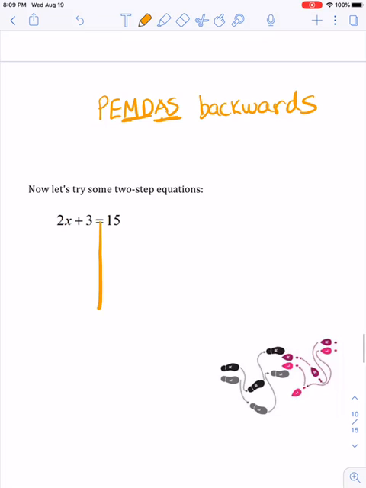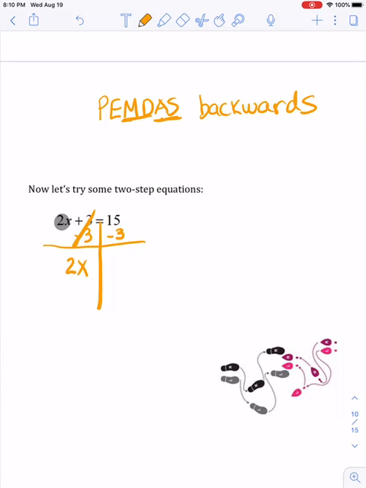So when I cover that up, and if I just put a blob over it, pretend that's not there, then I just see the plus 3. So I'm going to go ahead and undo that first. Again, still making that line down the equal sign, because whatever I do to one side, I have to do to the other. So I'm left with a 2x on the left-hand side.